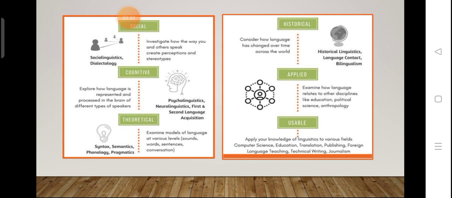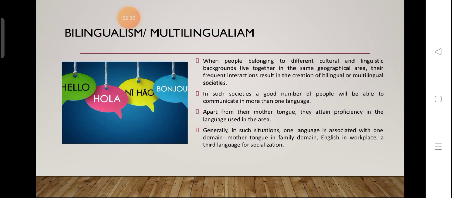And along with this, I would also like to introduce you to a few concepts that are related to sociolinguistics. These are very simple terms. You should have an idea about these terms because they're important as far as the coming classes are concerned.